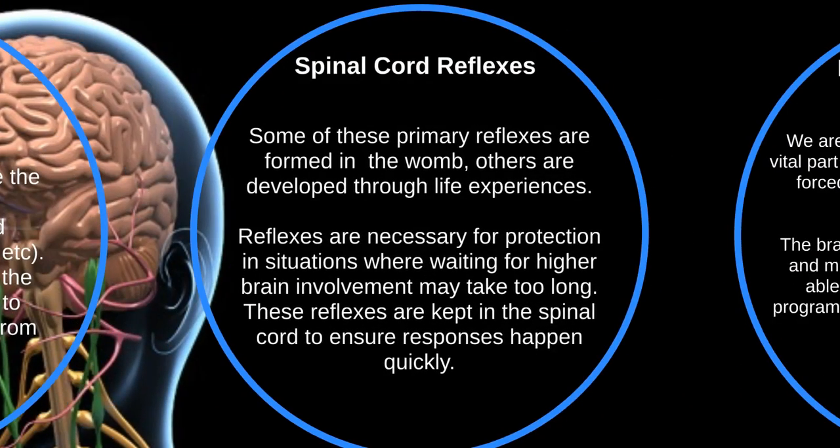Second of the functions is spinal cord reflexes. These are our primary reflexes that are designed to keep us alive and safe. Most of these are developed in the womb, and others are developed through our life experiences. Examples of things that are developed within the womb include our blinking response to stop stuff going in our eyes and keep our eyes moist, the gag reflex to stop stuff entering our throat and choking us, and pain reflexes would be in there as well.